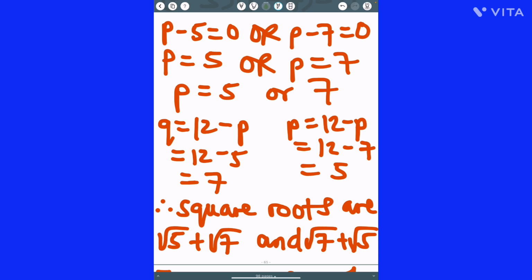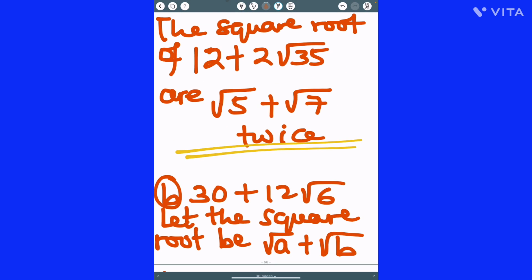I'm sorry. Let me correct this. It should be q. So my square roots are root 5 plus root 7 and root 7 plus root 5, or root 5 plus root 7 twice. Question B is the same thing.